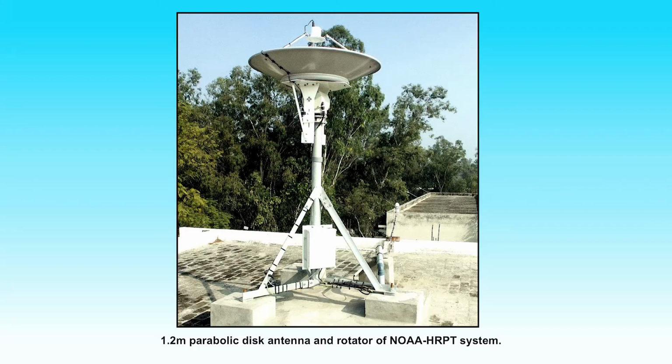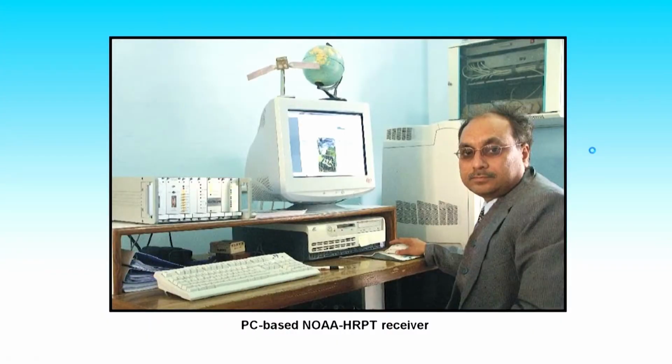AVHRR is the sensor. We ourselves have an earth station capable of acquiring NOAA AVHRR data, and this earth station has been operational since October 2002. It is still continuing, and we are continuously acquiring remote sensing data from the NOAA AVHRR series in automatic fashion. These are the different components of this earth station. This is the receiver, a simple PC based automatic system. Whenever there are overpasses of the NOAA series of satellites, the system will automatically acquire the data.